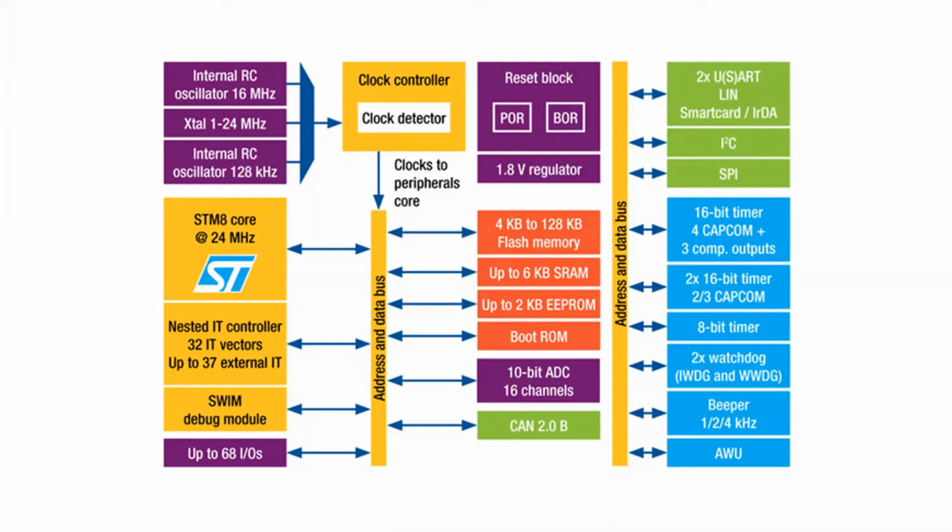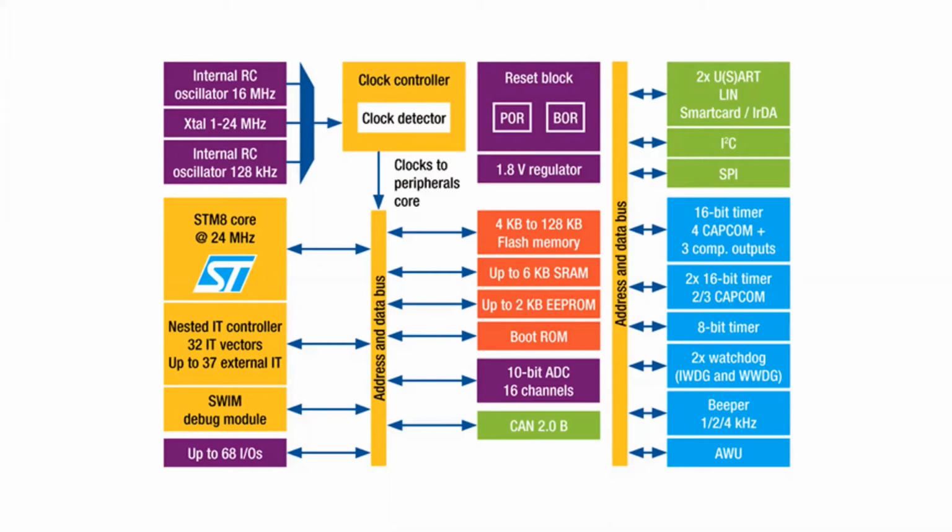So at the heart of the microcontroller, you've got your actual processor core, as I mentioned. In this case, this is called an STM8. That's the name of the core. And you can see that it's running at 24 megahertz. So this is the clock speed, and a higher clock speed means that you can perform more operations every second.